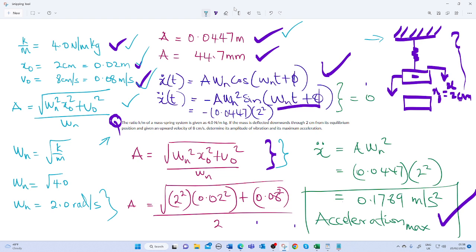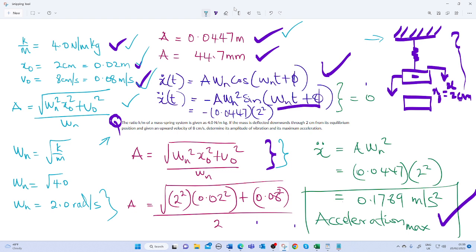Now, for us to calculate the maximum acceleration, first of all, by using the equation of velocity, that is s dot of t equals A Wn cos of (Wn t plus phi), where phi is the phase angle. Now, by differentiating this equation, that is our s dot, which will give us s double dot, which is acceleration, we have negative A Wn squared sine of (Wn t plus phi).